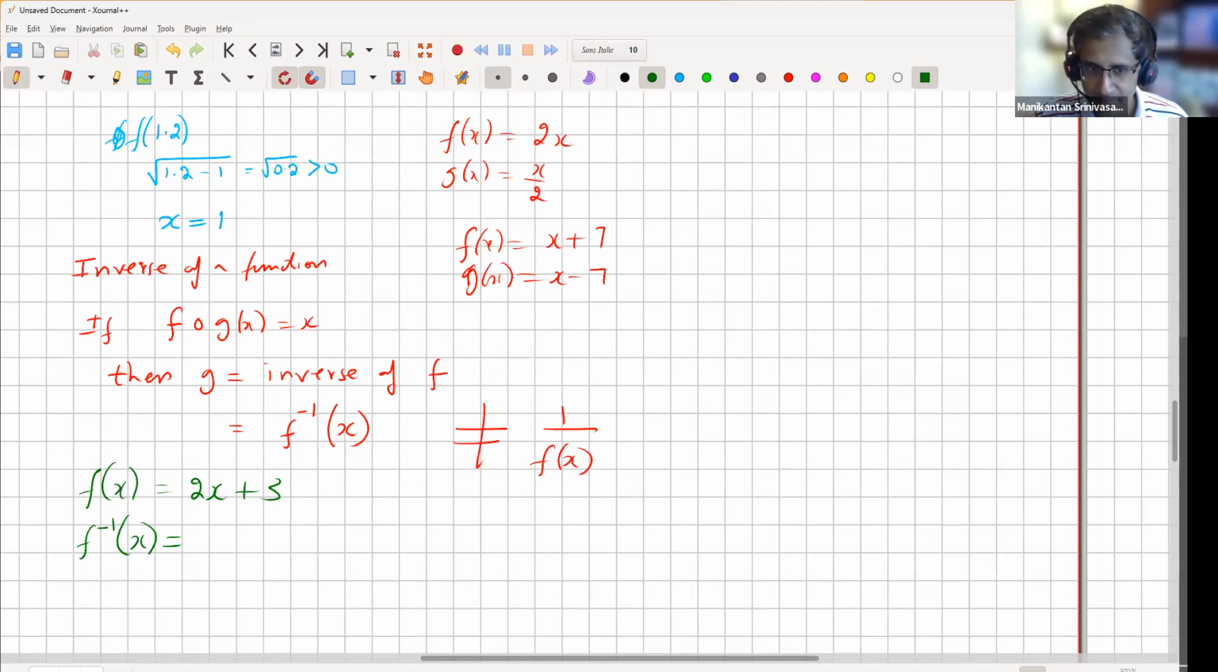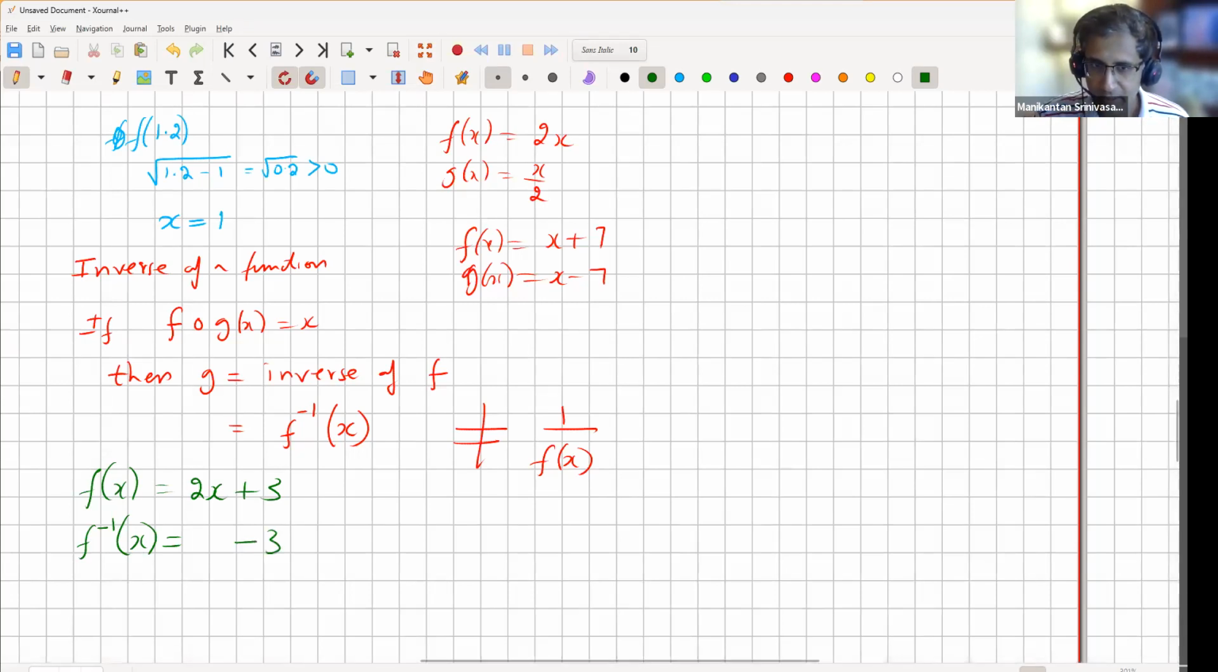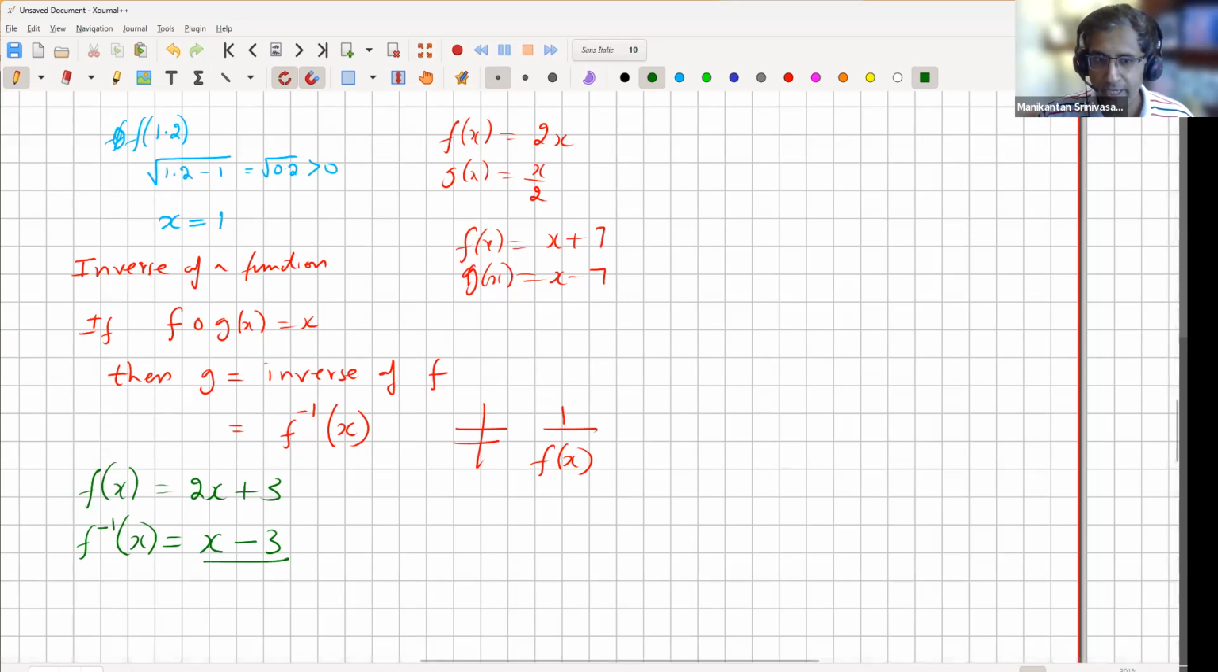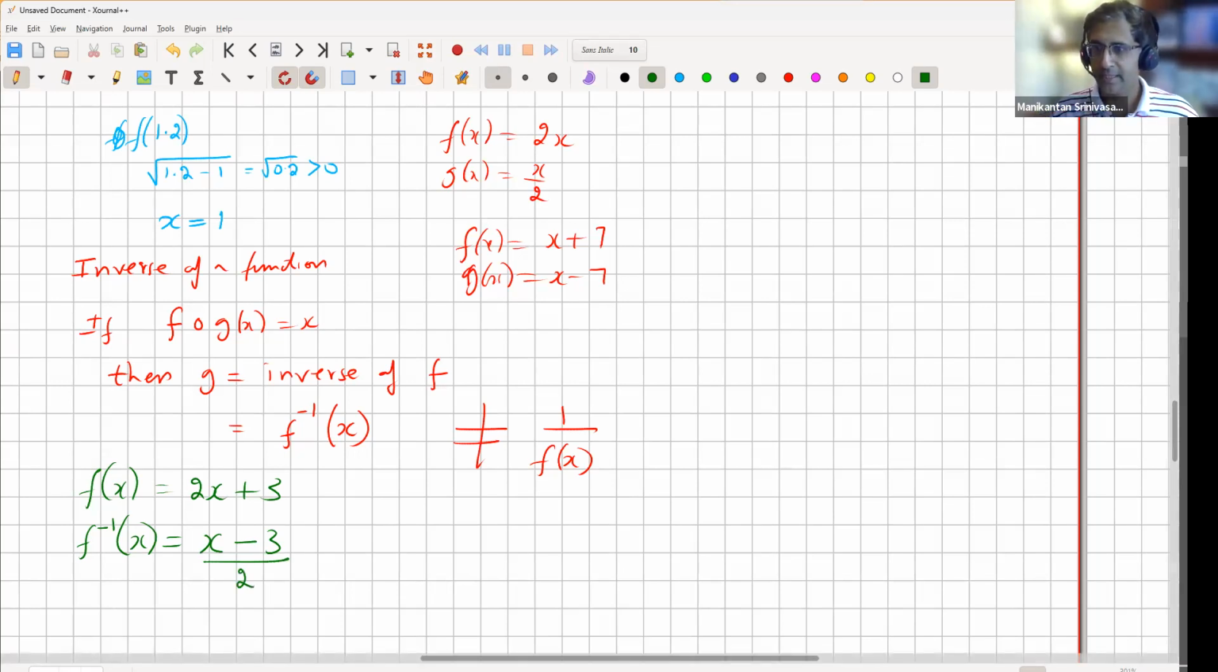You subtract 3. Let's say this is your x that you're operating on. You subtract 3 and then you divide by 2. Does it make sense? Doubling, adding 3. If you want to retrace, you subtract 3 and then halve it. And then you get back your inverse.